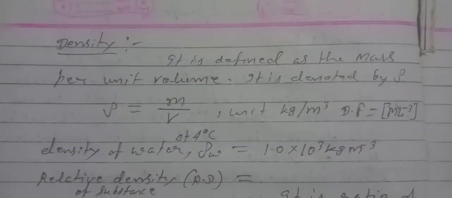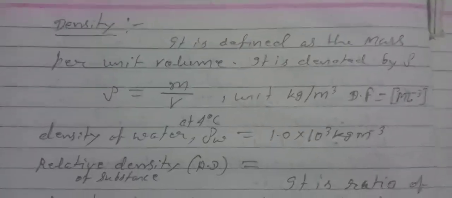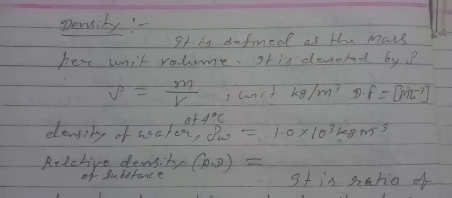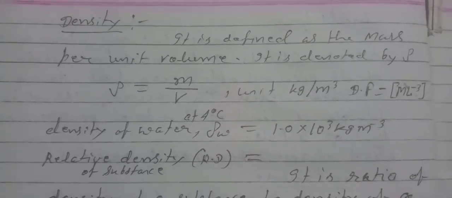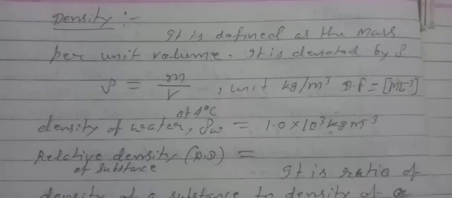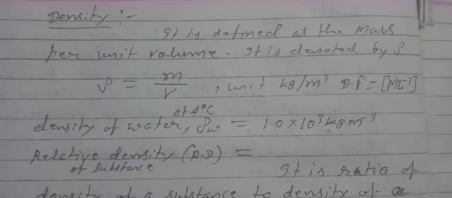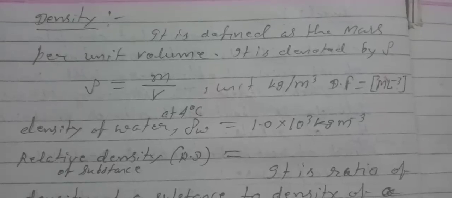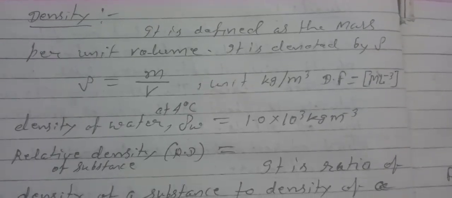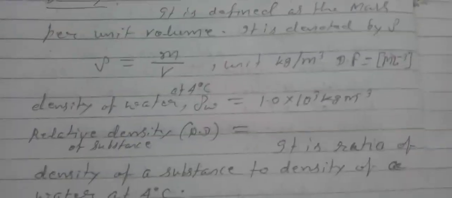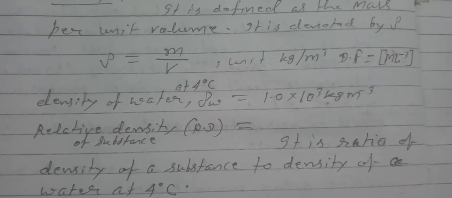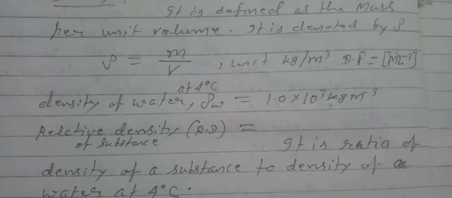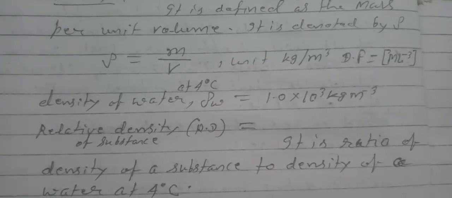Density. It is defined as the mass per unit volume. It is denoted by rho. That is, rho equals m by V, given mass divided by the volume occupied by the given mass. Unit: kilogram per meter cube. Dimensional formula: M L to the power minus 3. Now, the density of water at 4 degrees Celsius, rho W, is equal to 1.0 into 10 to the power 3 kg per meter cube.